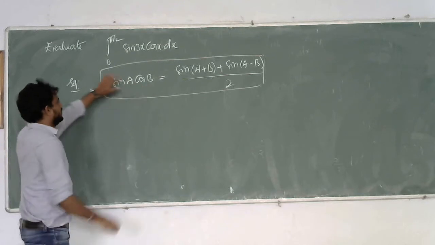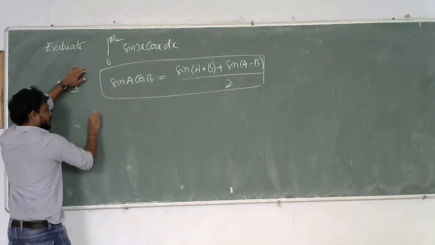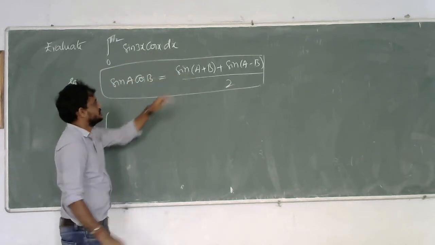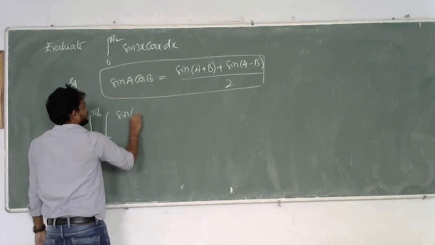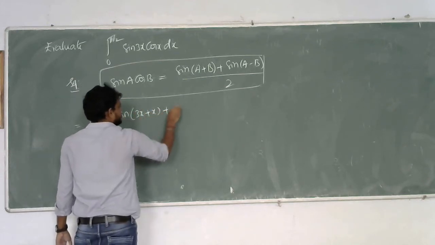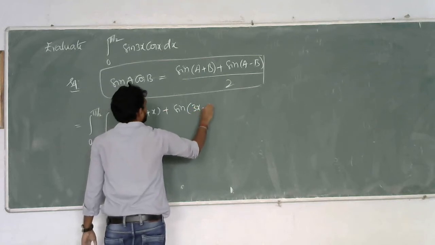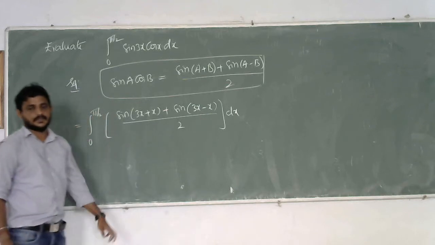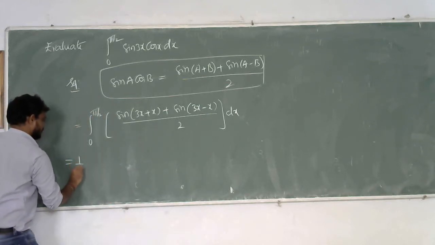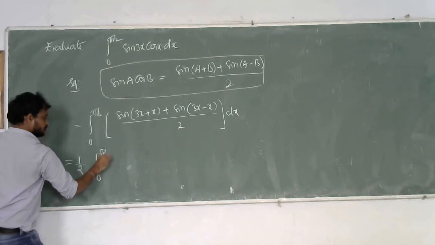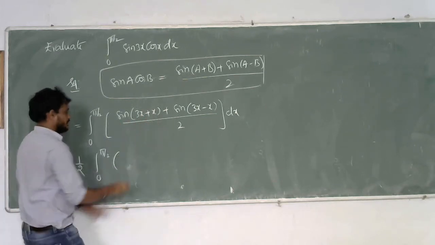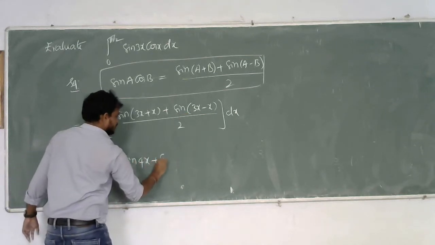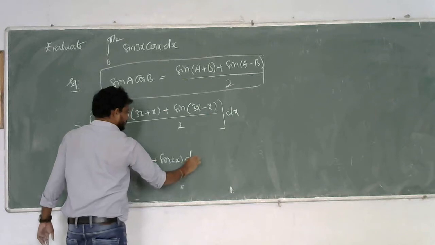So let us use this formula here. Integral 0 to pi by 2. Here A is 3x and B is x. So let us substitute in this formula: sin of A plus B, 3x plus x, plus sin of A minus B, 3x minus x, by 2 into dx. Then write the 2 outside. So you get 1 by 2 integral 0 to pi by 2. Here 3x plus x is 4x, so you get sin 4x, plus sin 2x into dx.